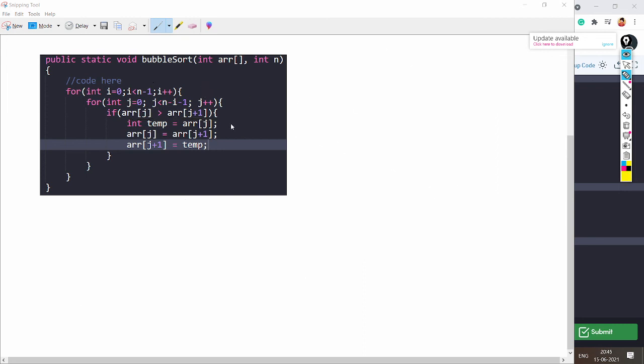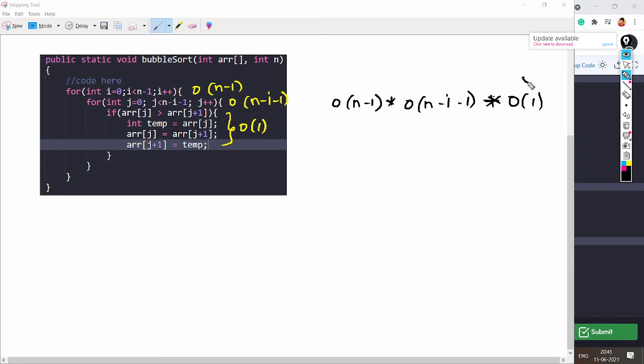Okay, let's think about what the time complexity of this algorithm is. This loop runs up to n minus 1 times, and this loop runs up to n minus i minus 1 times, and this statement is O of 1. So what is the time complexity? O of n minus 1 into O of n minus i minus 1, and here we are running O of 1, which is something like a constant.